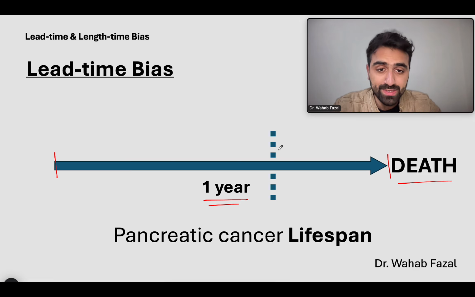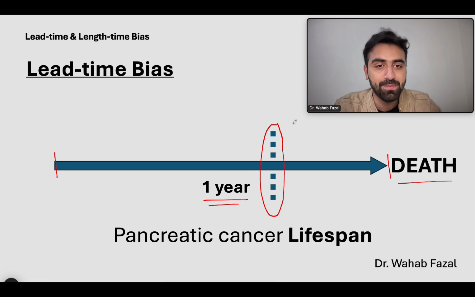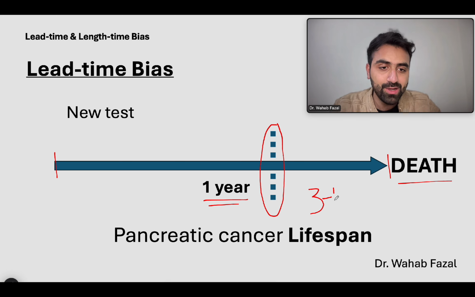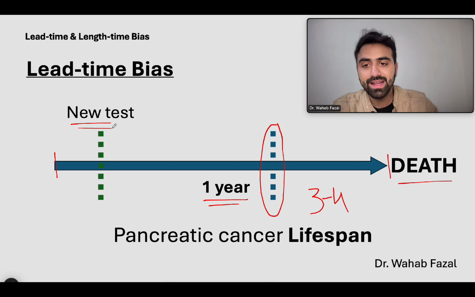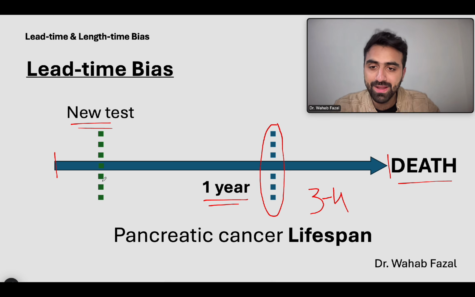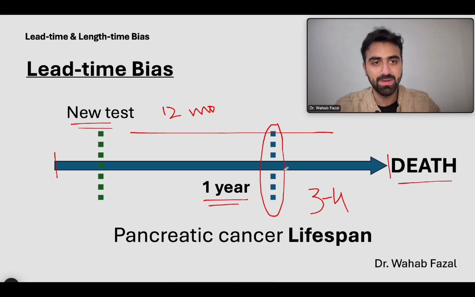Let's say we are diagnosing people with pancreatic cancer around this time, right? We're diagnosing people around this time. They go on to live around 3 to 4 months. And then we have a new test come in that diagnoses people much earlier. Let's say it diagnoses people around 7 to 8 months earlier. So it gives this false perception of some increase time. So patients go on to survive around 12 months.